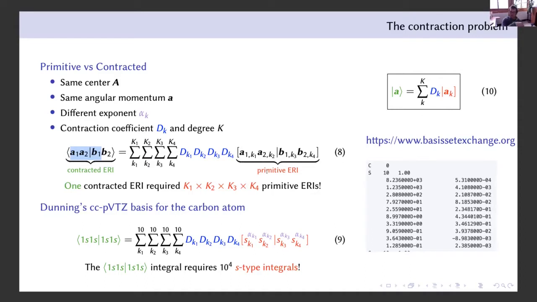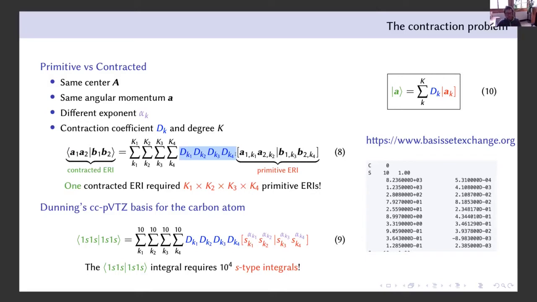You have the same angular momentum, that makes sense, but you have different exponents to be able to model properly the shape of the function that you have. And you have different contraction coefficients, which are the coefficients in the linear expansion. That's given to you when you use a basis set, so you don't have to obtain them variationally and so on. It's given; those are input quantities of the problem.